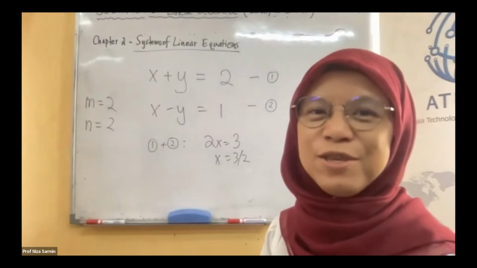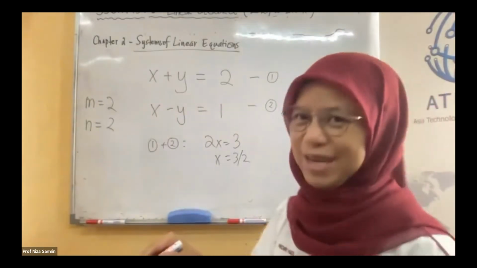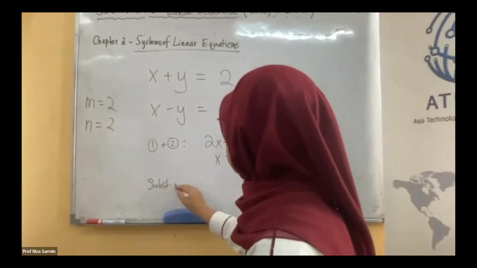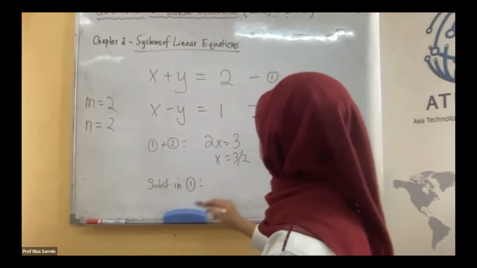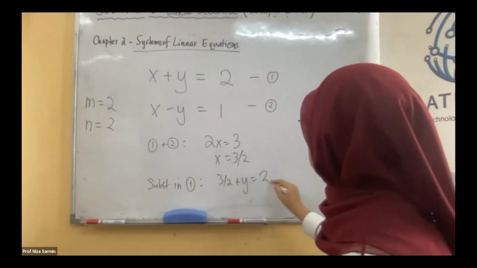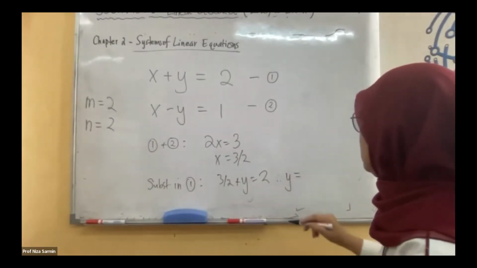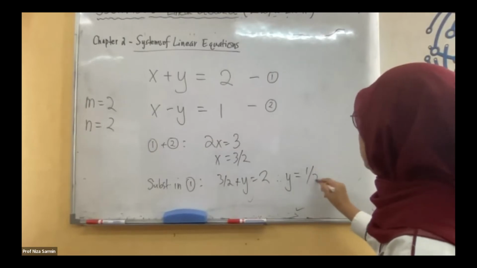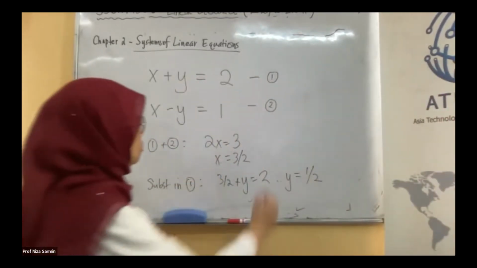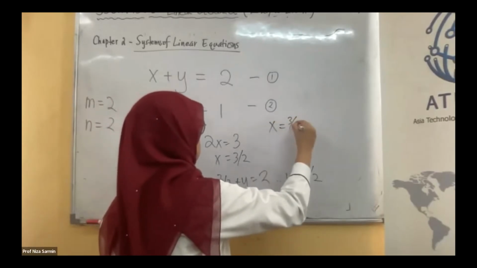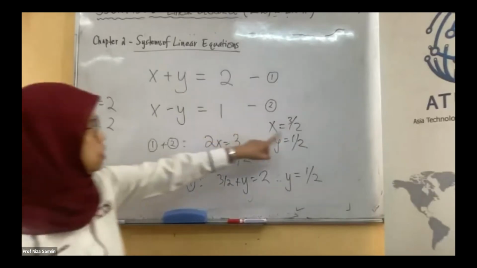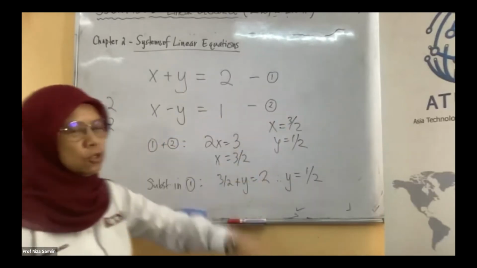And then substitute this in 1. So 3 over 2 plus y is 2. So y is half, right? And then you check. So x is 3 over 2, y is a half. And when you check, x plus y is 2, x minus y is 1.